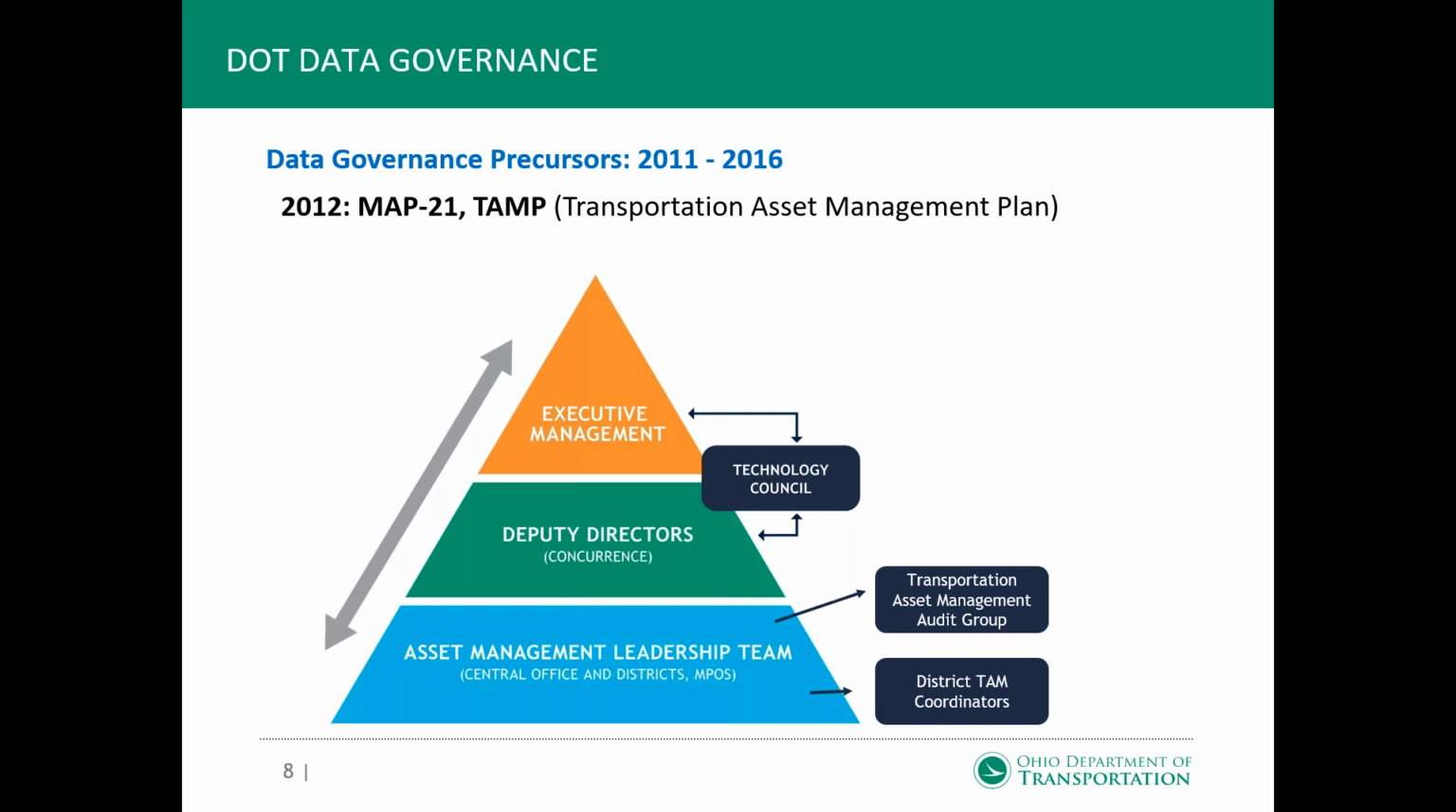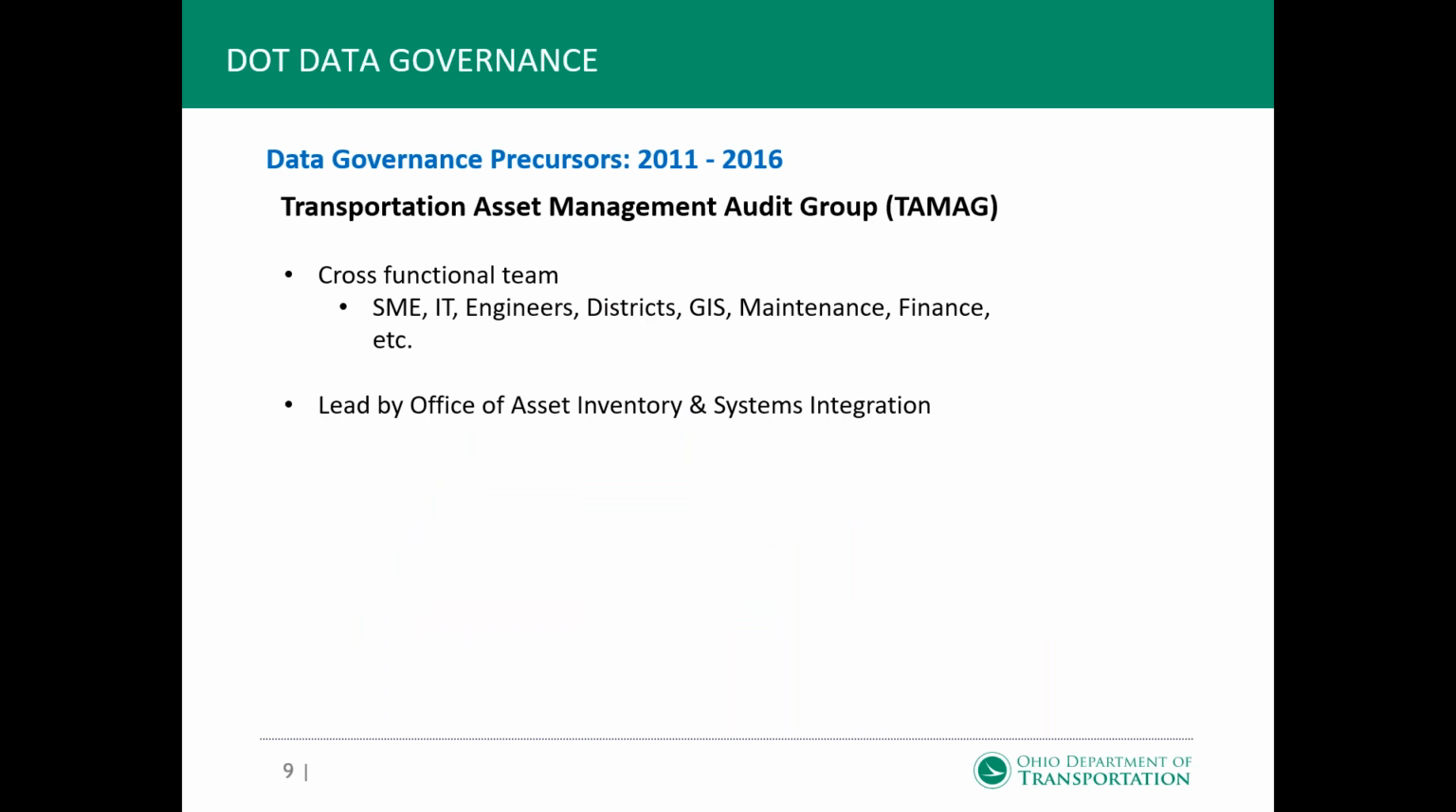And when the technology council gets requests for anything asset management related, they send it to this group called the Transportation Asset Management Audit Group, who also works in conjunction with our TAM coordinators in the districts to help push things out. And this TAM audit group, when we talk about data governance, has done an amazing job laying some great foundation for data governance. The TAM audit group is led by an office called the Asset Inventory and Systems Integration. A gentleman named John Puente does this, and again, fantastic work that this group does.